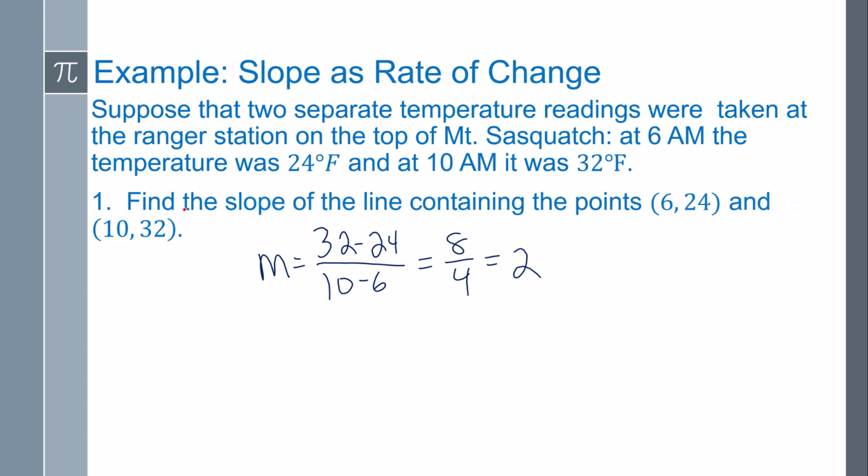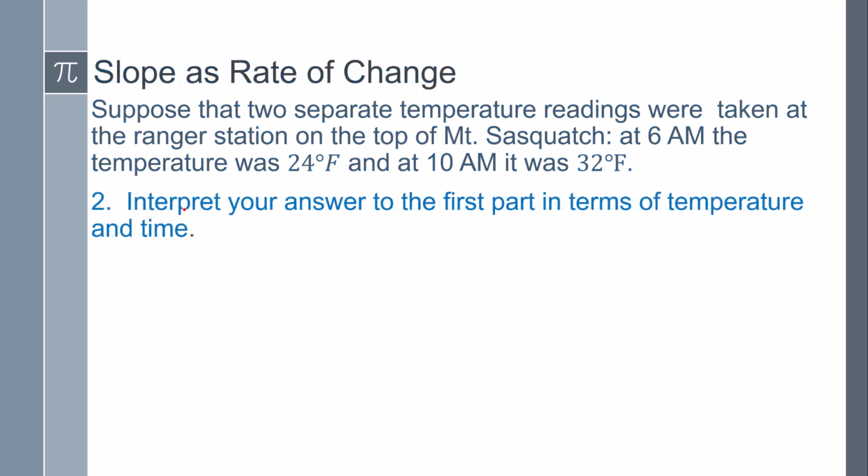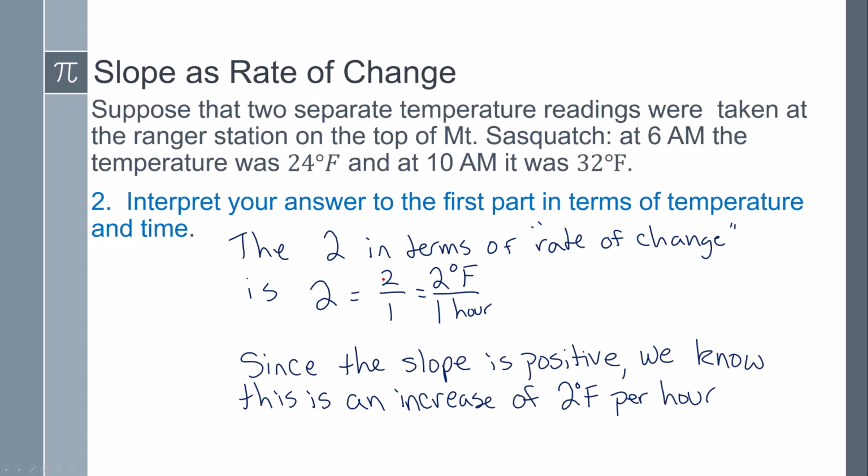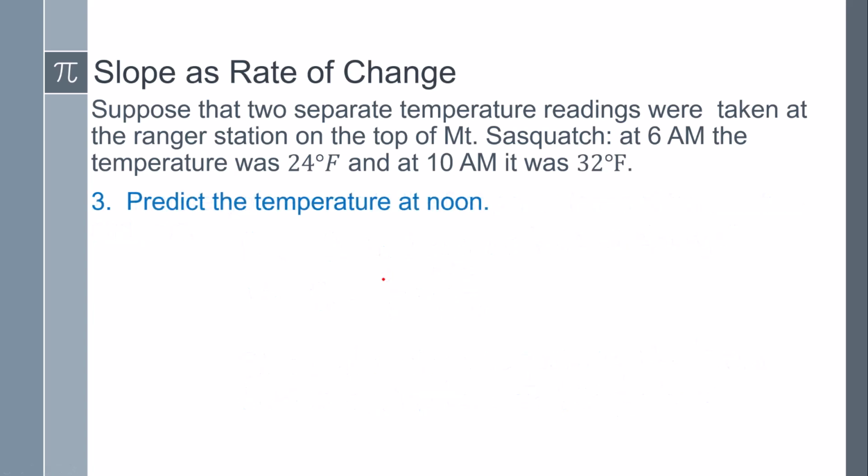So that's my slope. Now, for the next part, it says interpret your answer to the first part in terms of temperature and time. So the 2, in terms of this idea of rate of change, I have to rewrite this as 2 over 1, but what it's saying is that it's going to change by 2 degrees Fahrenheit for every 1 hour. And since the slope is positive, we know that this is going to be an increase of 2 degrees Fahrenheit per hour.